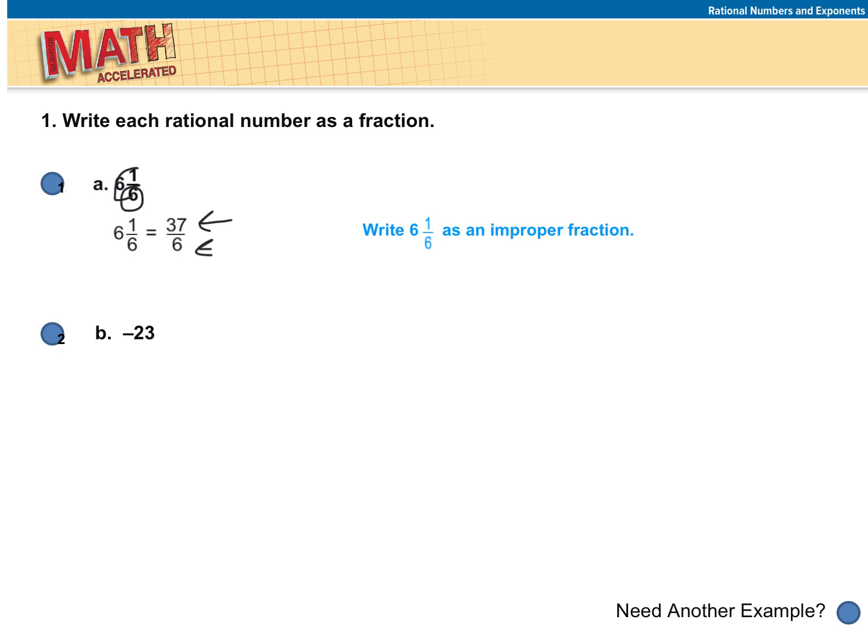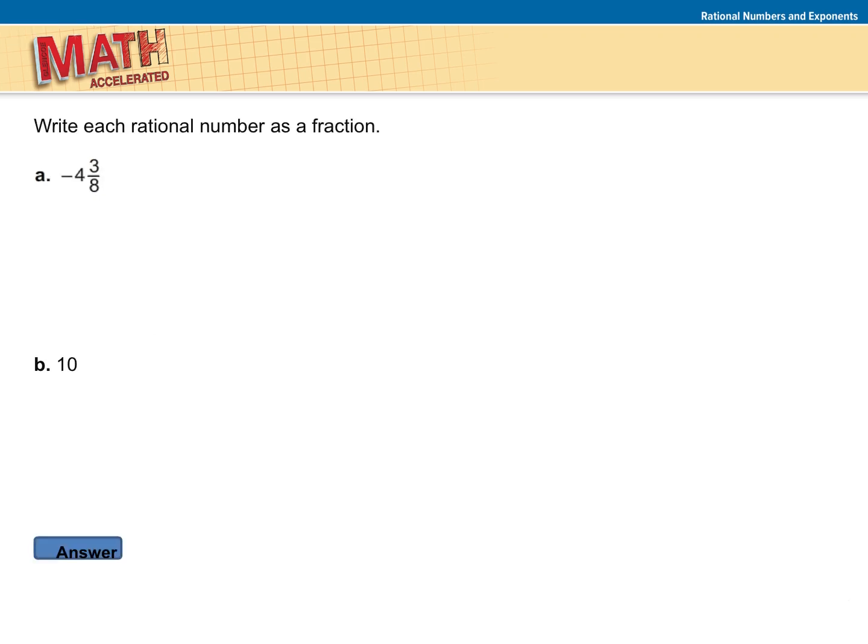What if we have a whole number? How can we write a whole number as a fraction without changing its value? Put it over 1, right? Negative 23 over 1. Do we agree that this is a fraction? Does it change its value? No, because negative 23 over 1 equals negative 23, right? So if you have a whole number, all you got to do to write it as a fraction is put it over 1.